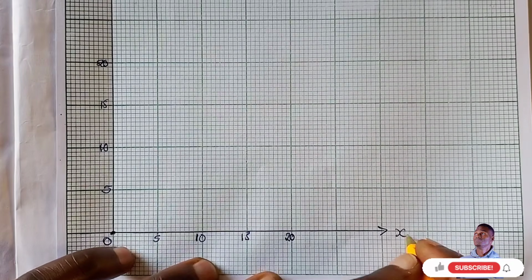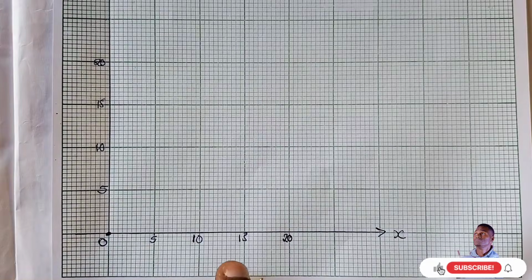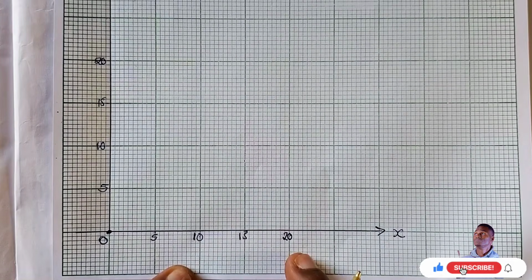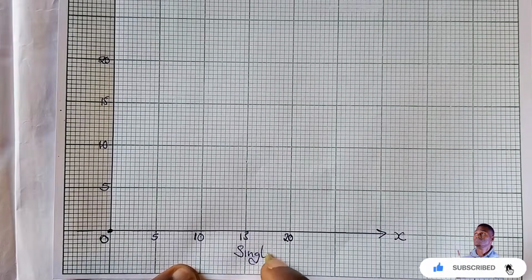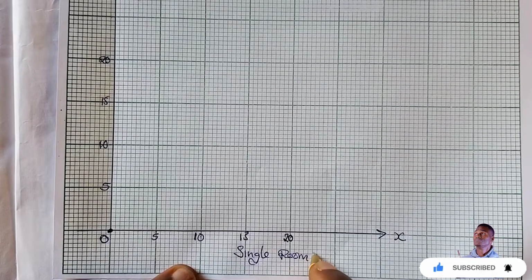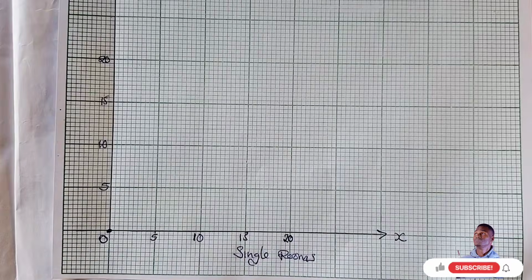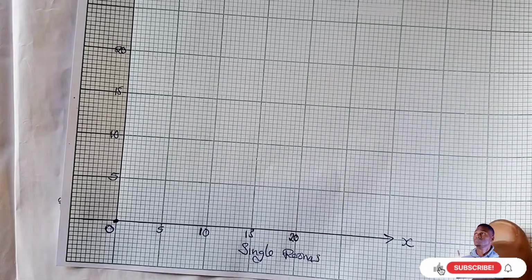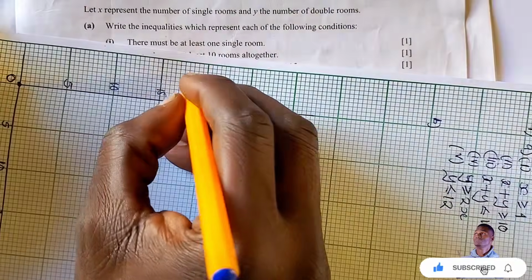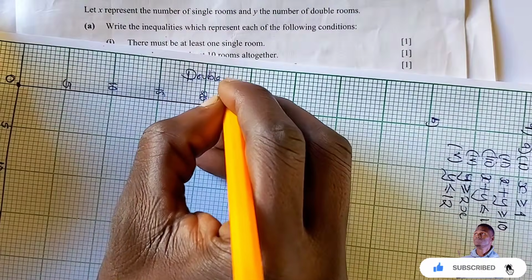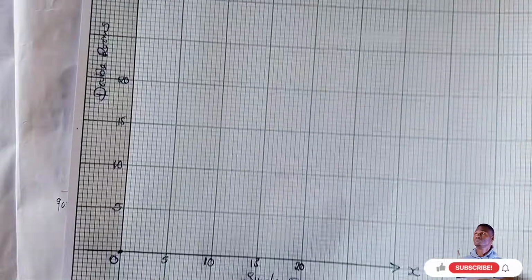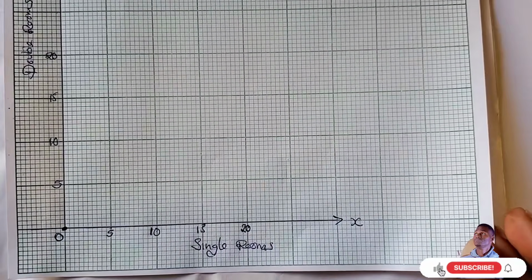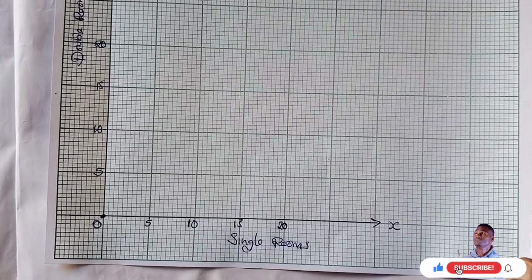This is the x-axis. Now listen, on the x-axis here is the number of single rooms. So here is single rooms. Then on the y-axis is double rooms. So this is your paper in the exam. You can just rotate it and write nicely. Double rooms. Okay, then start now doing the right things.